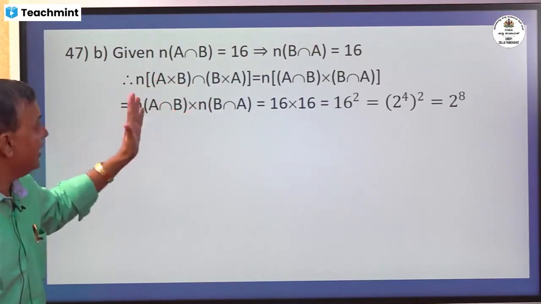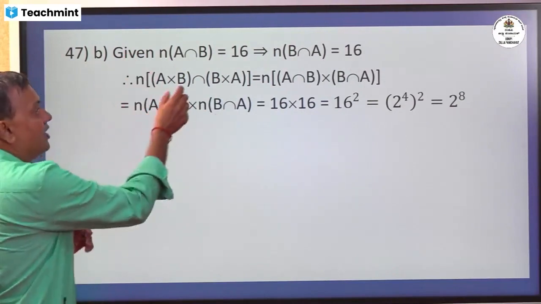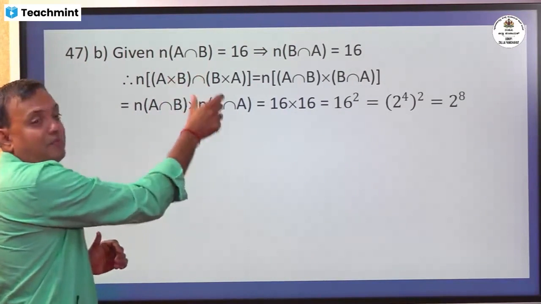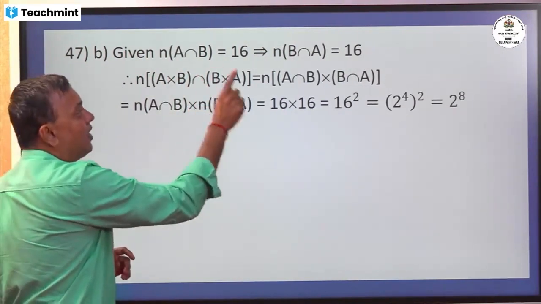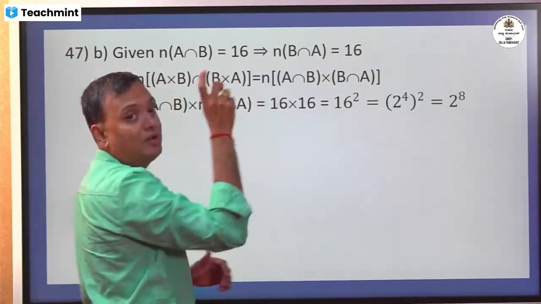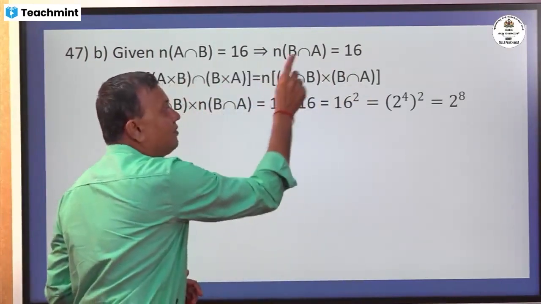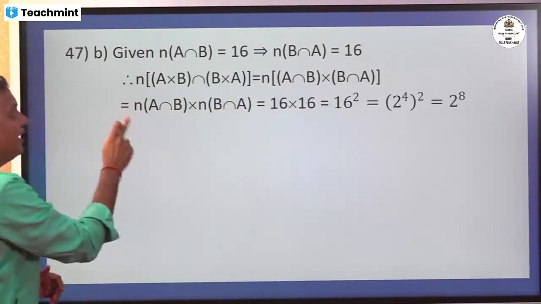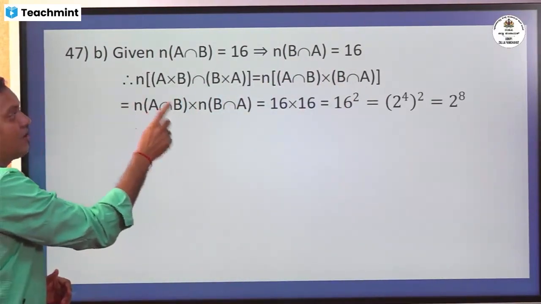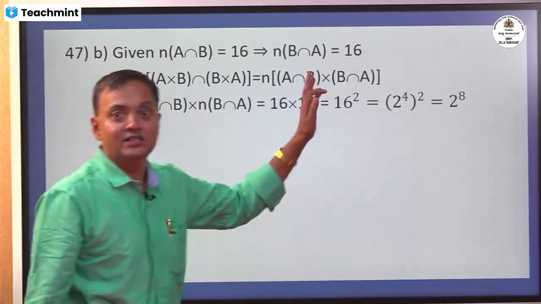So how many elements are common in A cross B and B cross A? By property, this is nothing but n of A intersection B cross B intersection A. What is n of A cross B? n of A into n of B. So n of A intersection B cross B intersection A equals n of A intersection B cross n of B intersection A, or 16 into 16, 16 square.